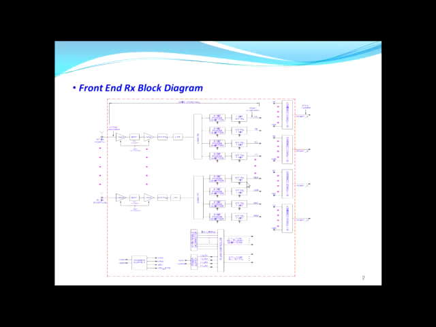This is the front end receiver block diagram. This block diagram contains the front end low noise amplifier, followed by BPF and low noise amplifier, and then the low pass filter and 4-way power divider, followed by phase shifter and 7-bit digital attenuator. So this is completely a 64 channel receiver block.